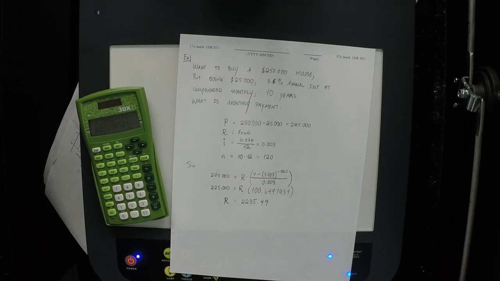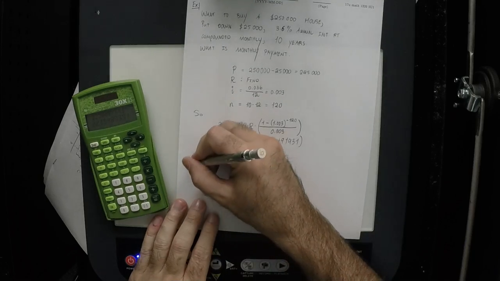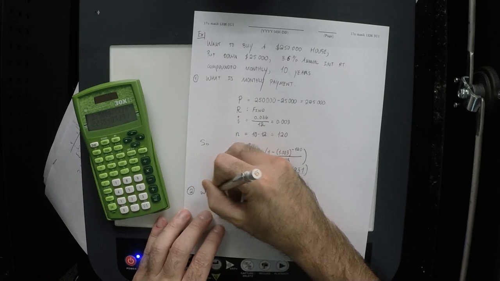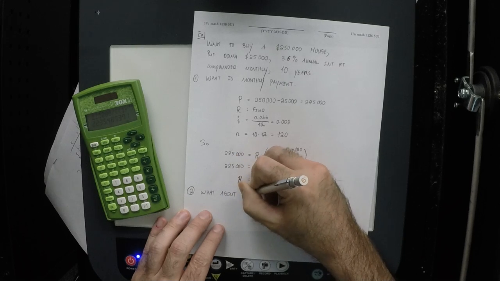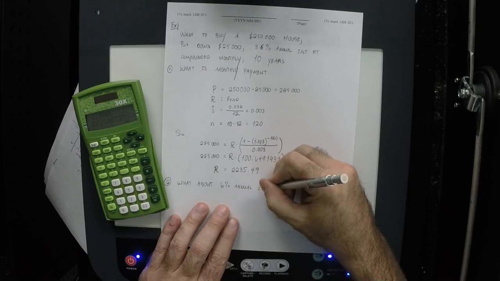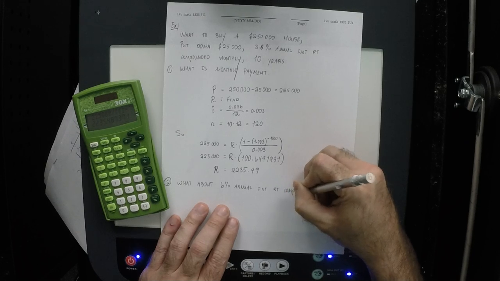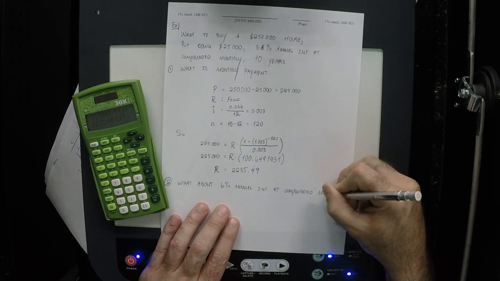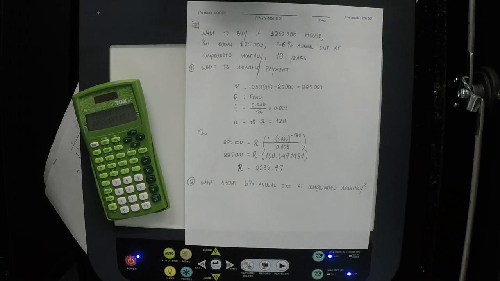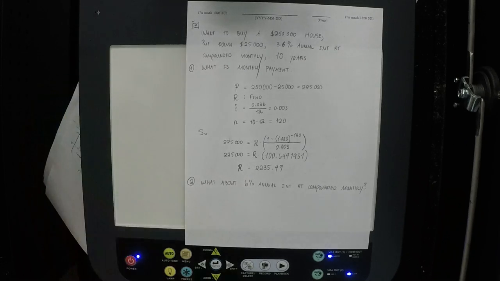Let's see, what if we let it get up to 6%? So if we say that was question one, question two, what about 6%? Annual interest rate compounded monthly. Think about it for a moment. So, let's type it in. What do y'all think? The monthly payment, will it be?